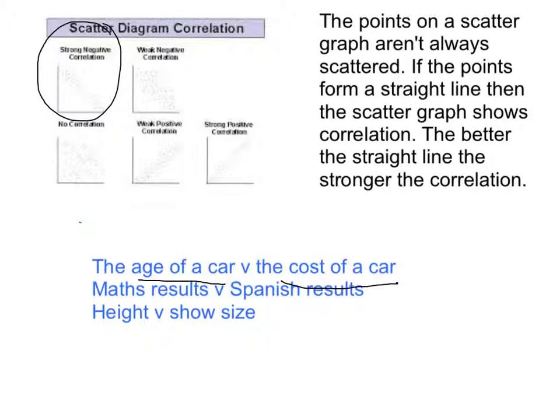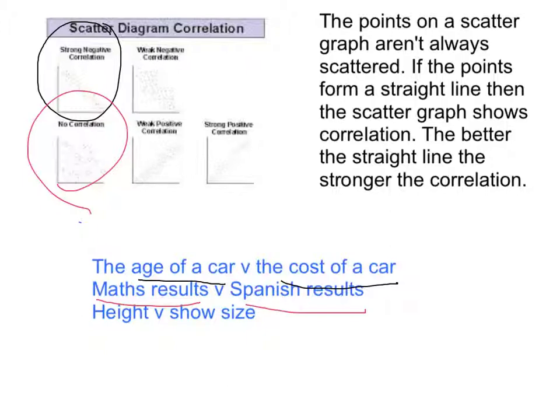The second example shows us maths results and Spanish results. What sort of correlation would this show? Well, it would probably show no correlation, as some people might be good at maths but rubbish at Spanish, some people might be great at Spanish but rubbish at maths, some people might be rubbish at both, and some people might be great at both.